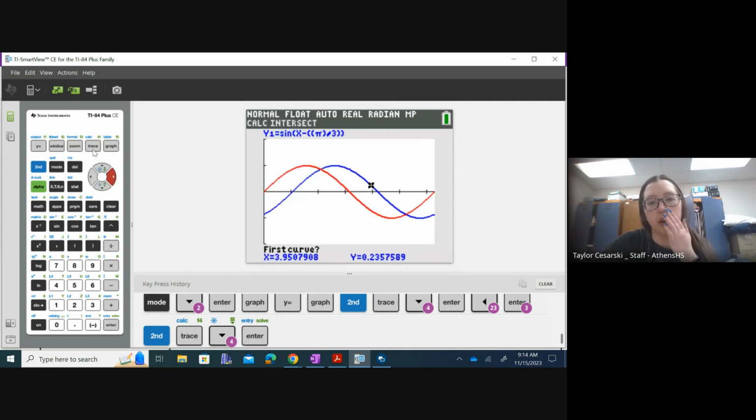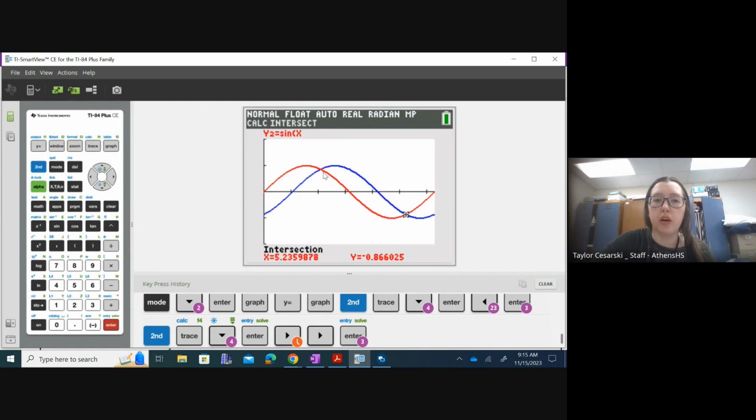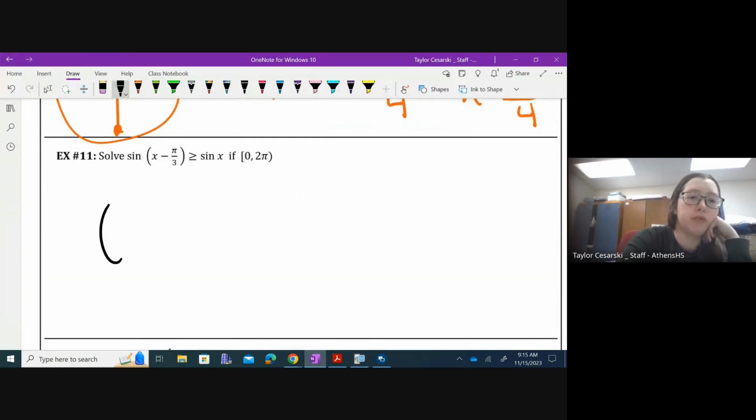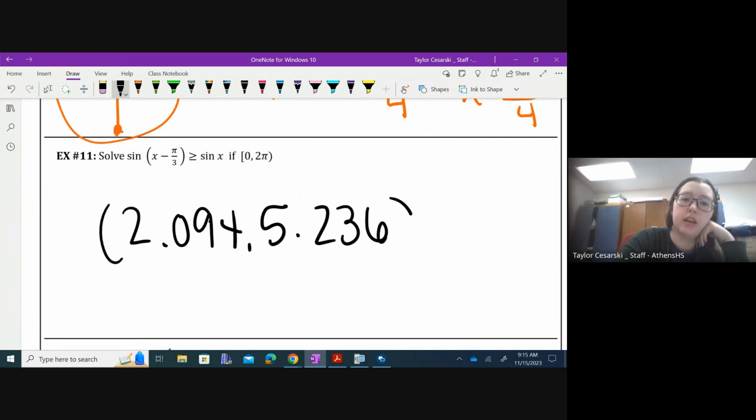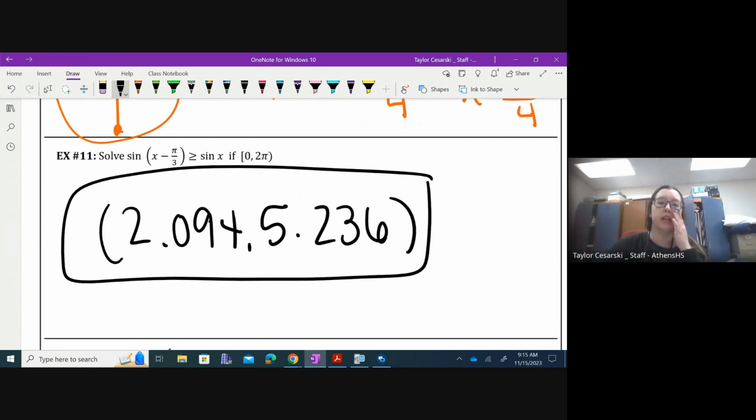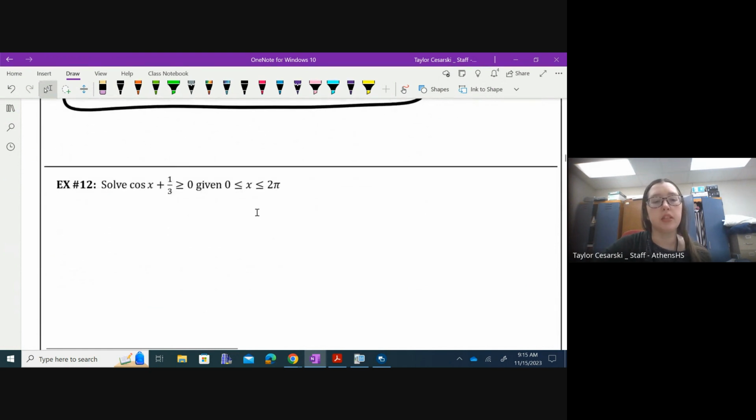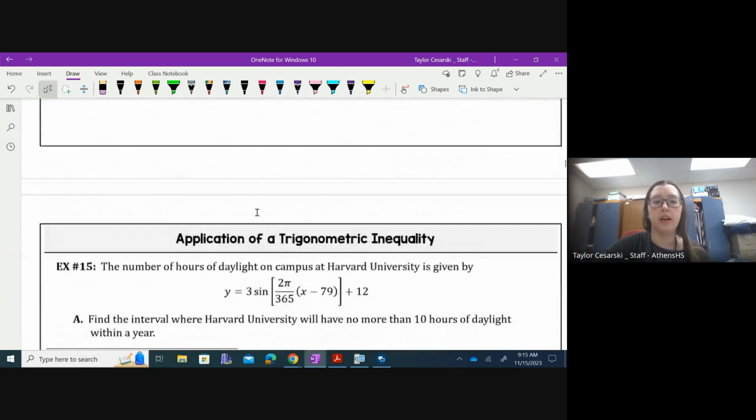So we had 2.094 for the first x value. And for the second one, it's about 5.236. So that whole blue section is above, which means it's greater than. Therefore, it's going to be from 2.094 to 5.236. And again, I got that just by using my calculator and finding those intersection points. Okay. That one's pretty much the exact same: find the intersection points.